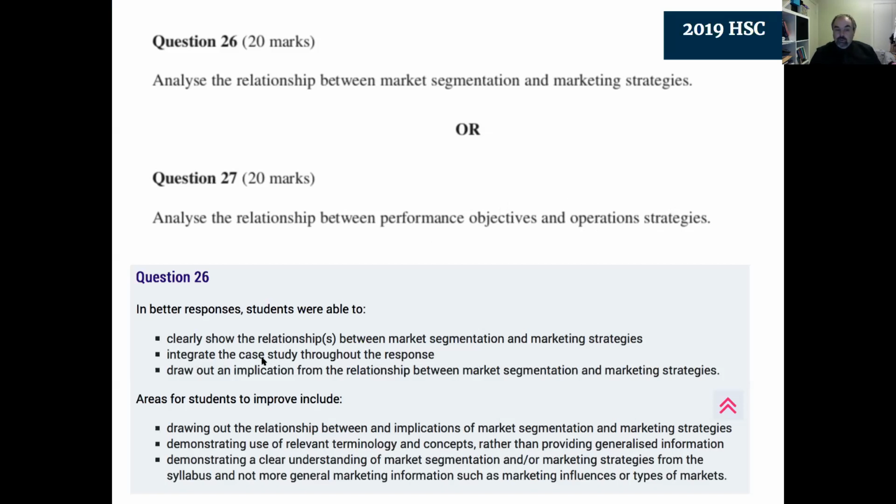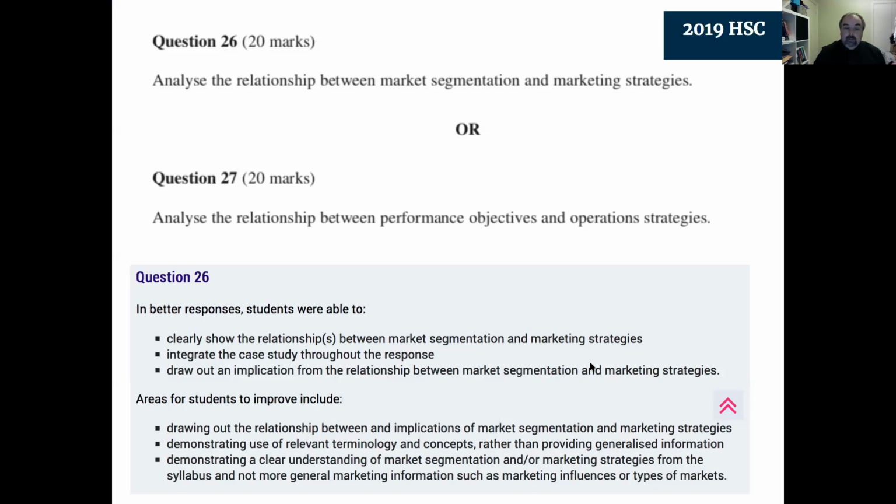What else do we notice? Integrate the case study throughout. And this is, I guess, the major part. Draw out an implication. Okay. So it's not only just making the link between the two, but it's going that extra part and really going in depth and drawing out that relationship through good examples and case study, etc.